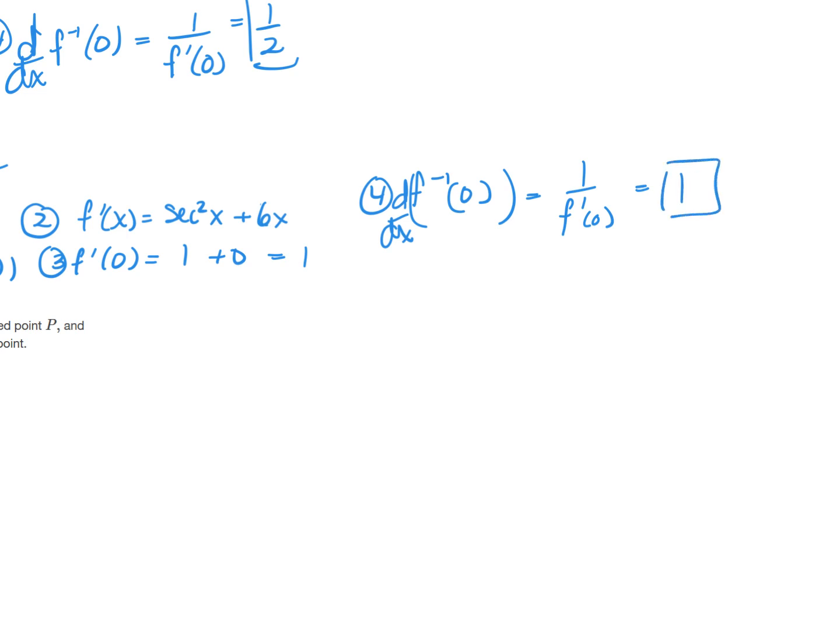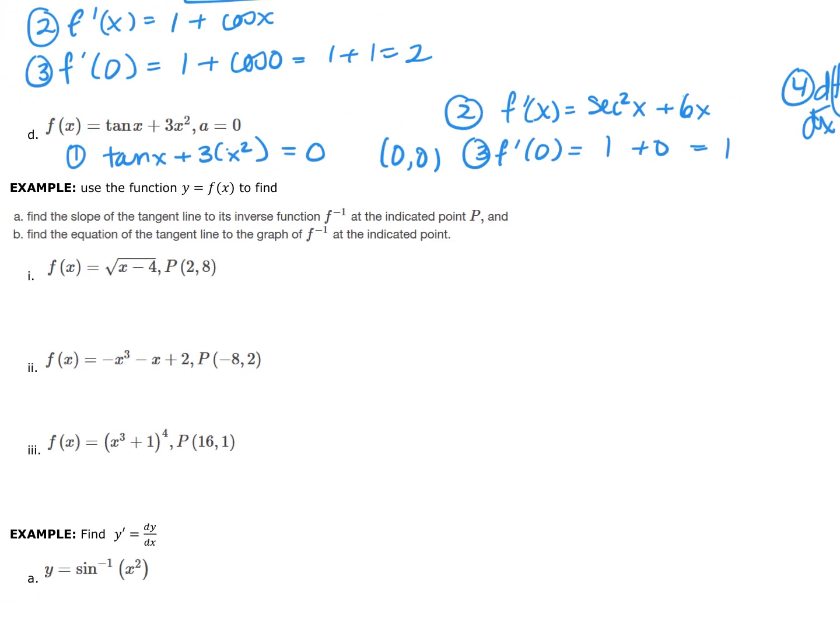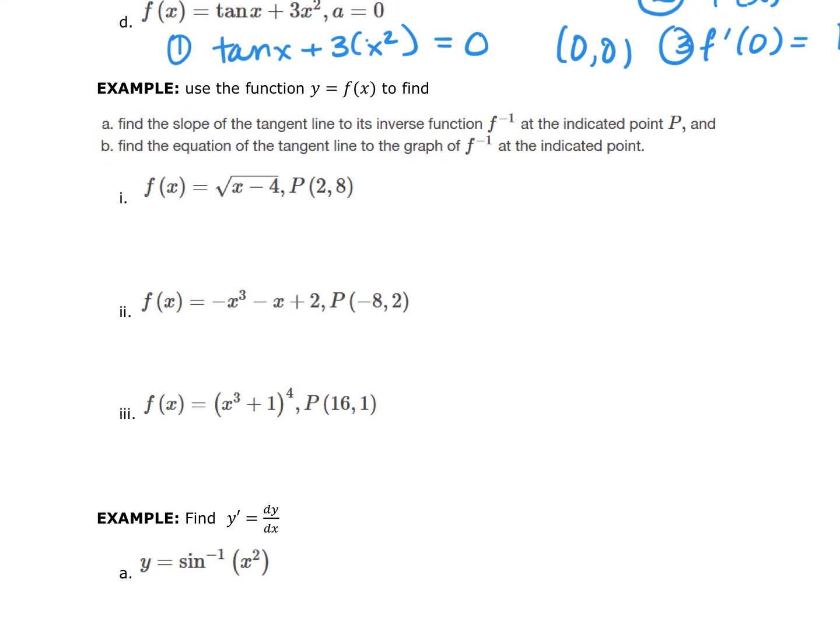Now what we're going to do is find the equation of the tangent line at a point on the inverse. Be aware that this point P is the point on the inverse. The original point, which we'll call Q, would have been on f of x, and would have been 8, 2. So P is on the inverse, and Q would have been on the original function, 8, 2.